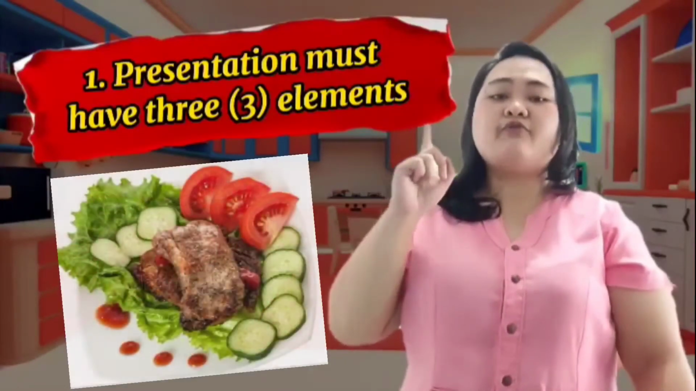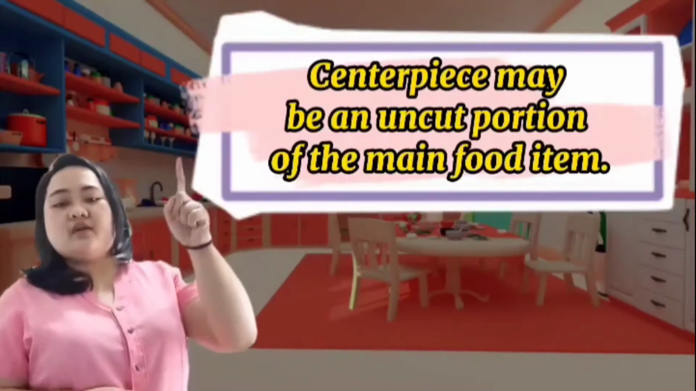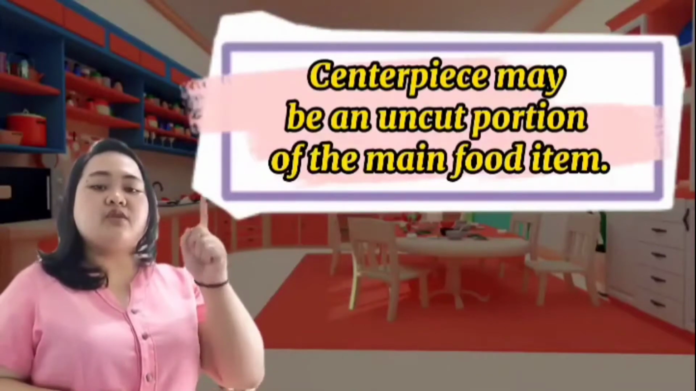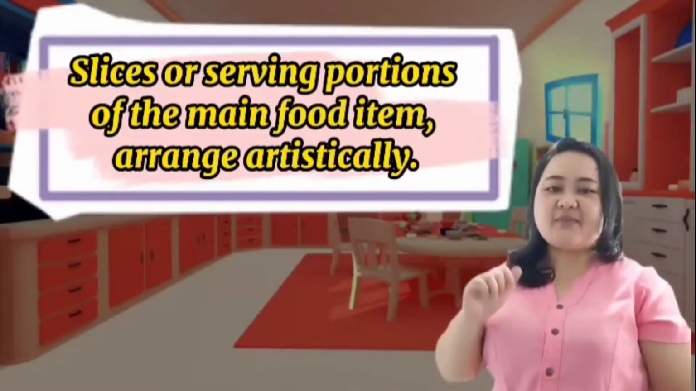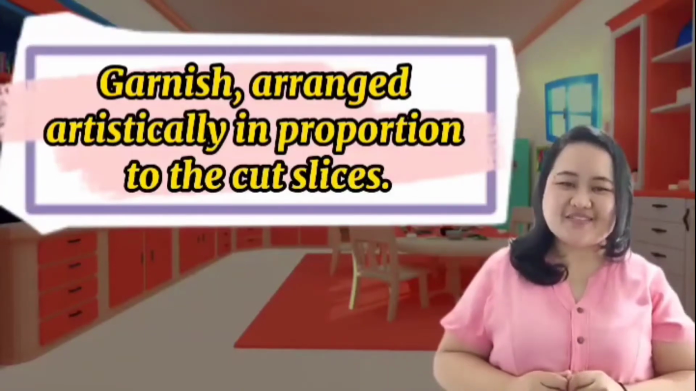First, we should know the three elements of food plating. What is the first element? Number one, it should be the centerpiece, maybe an uncut portion of the main food item. Second, slices or the serving portion of the main food item. Third, garnish, arranged in proportion to the cut slices. So those are the three elements of food presentation.